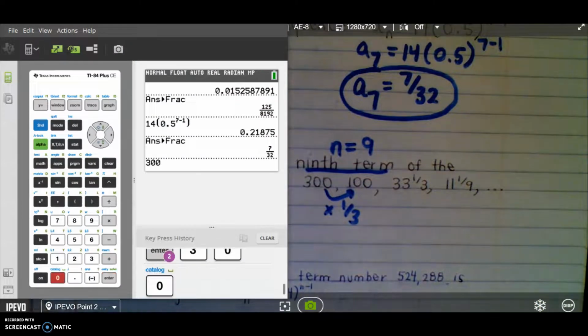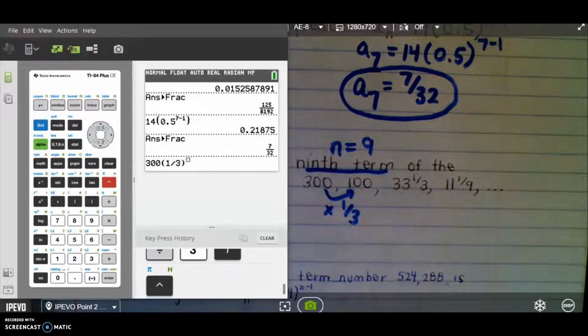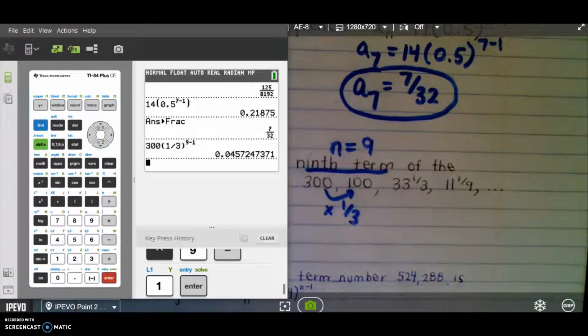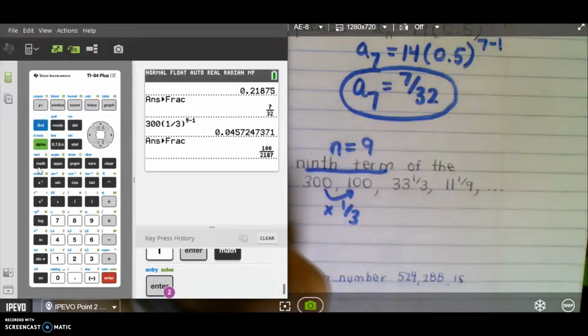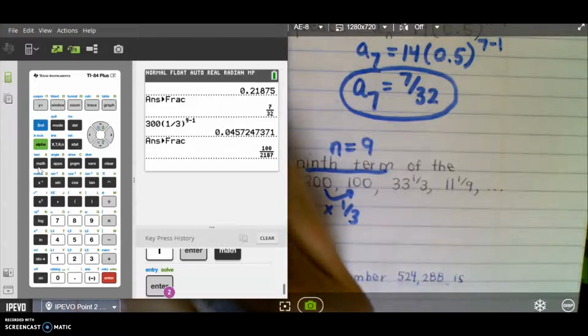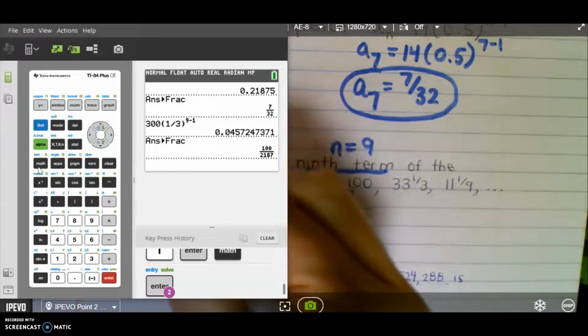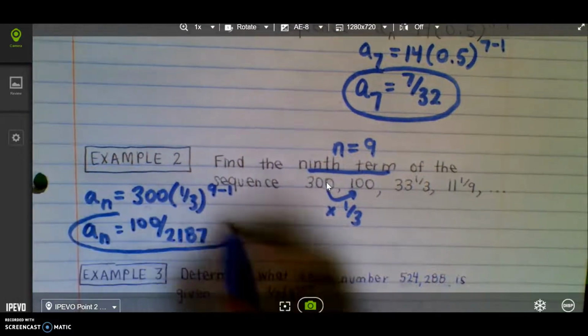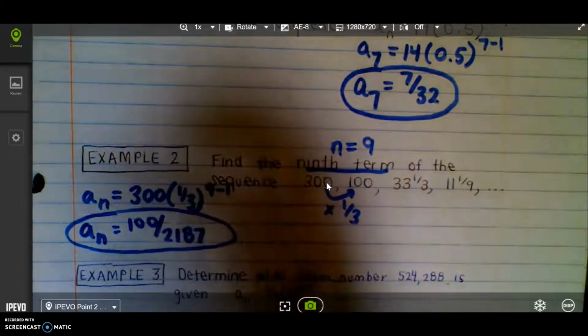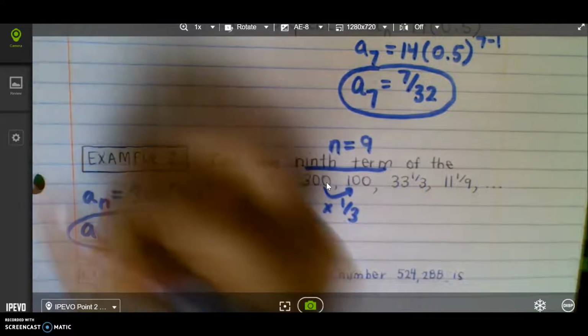So I have 300 times 1/3 raised to the 9 minus 1. It's a decimal again, which makes sense because my r value is a fraction. Convert this to fraction form, and there's my answer. A sub n equals 100 over 2187. Oops, a sub 9 equals that. 9th term.